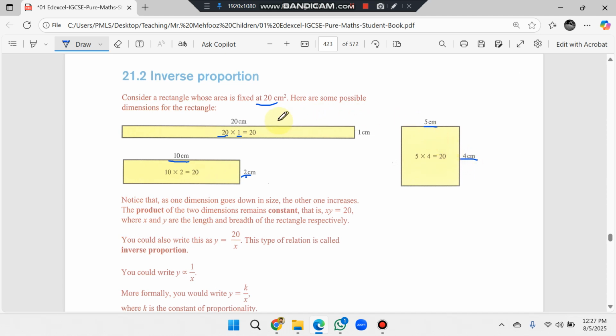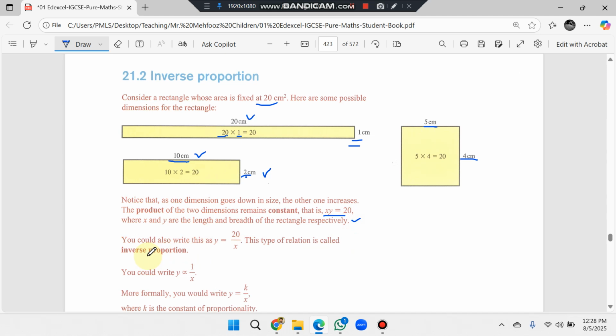So you can see that if the length of the rectangle is decreased, the width is increased. By increasing one term or decreasing one term, the other is decreased or increased. That is called an inverse relation. Notice that when one dimension goes down in size, the other goes up. The product of the two dimensions remains constant, that is xy equals 20, where x and y are the length and breadth of the rectangle respectively. Do you understand?